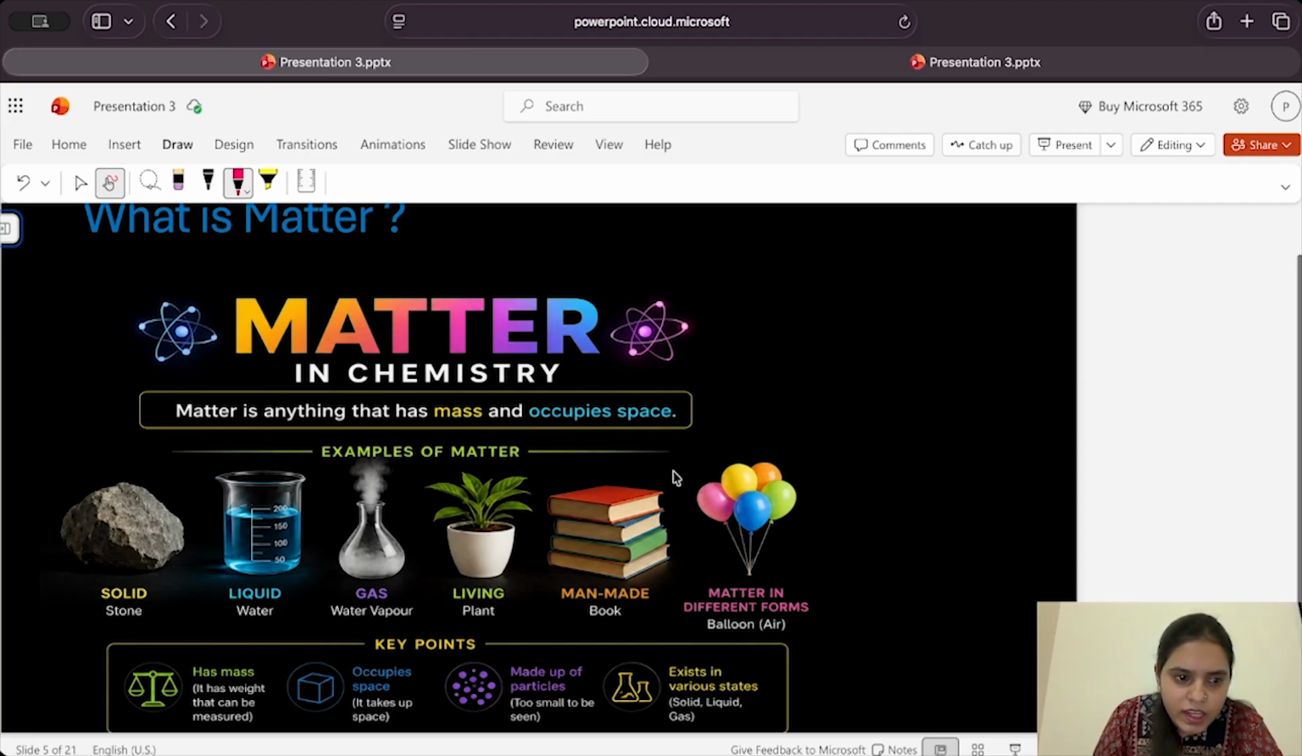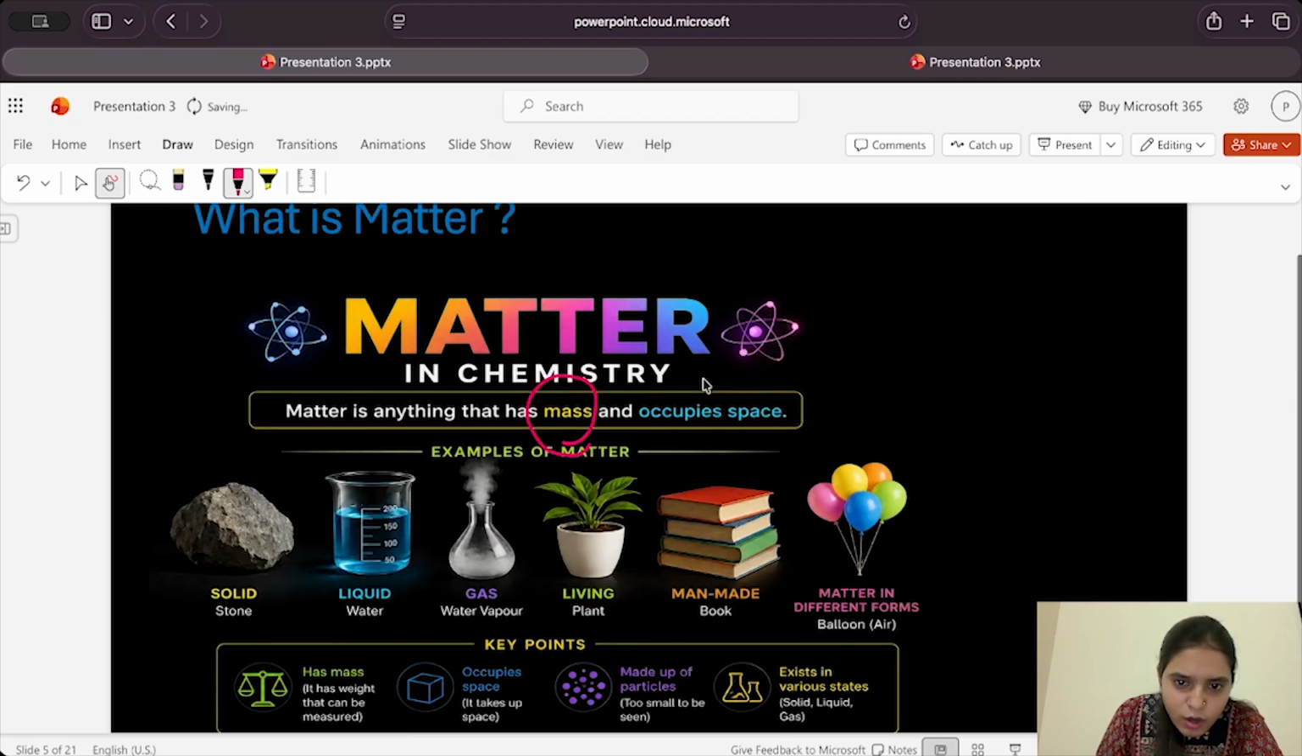So what is matter? Matter is anything that has mass and occupies space. Anything that has mass and occupies space is called matter. So let's understand with this example. The stone. The stone has a mass. It may be 5 kg, 10 kg, etc. So it has mass and occupies space. So it is also matter.